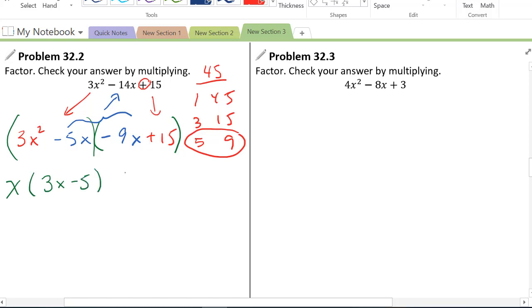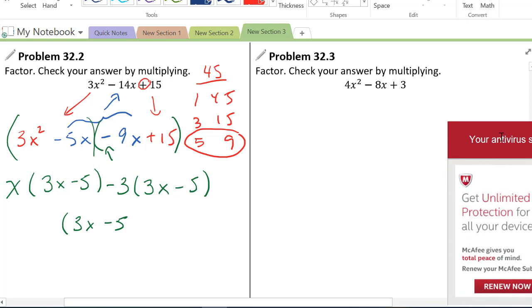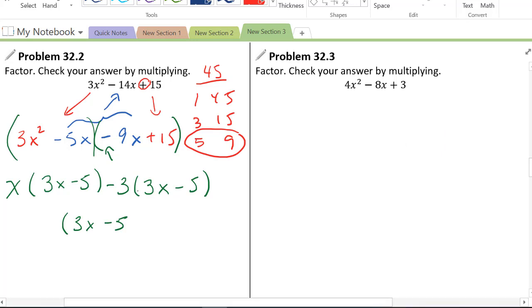What can I factor from the next 2? Remember, if this term is a minus, you always factor out a negative, right? So now we're going to factor out a negative 3. So I factor out negative 3, all the signs change. That's going to give me a positive 3x minus 5. And then what's in common? 3x minus 5. And what's left over? x minus 3. Okay, and that's it. That's our solution. That's the factored form.